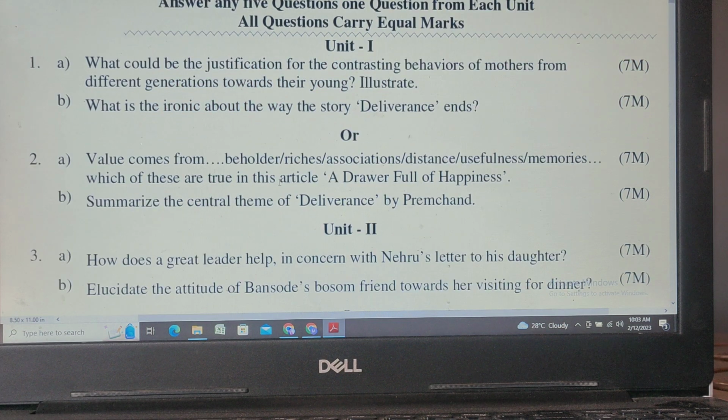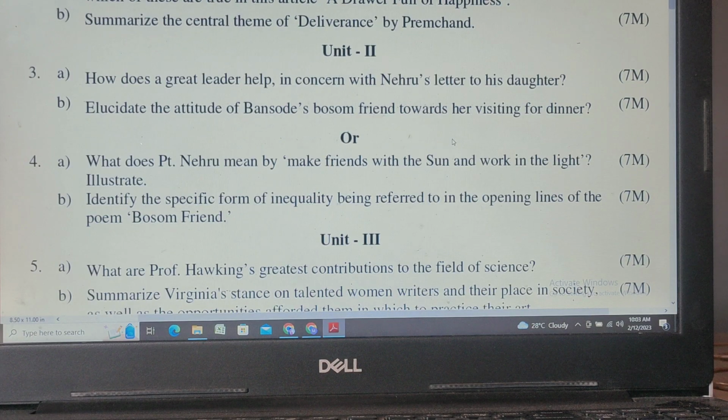When you look at 2A/B also, the first question is all about Drawer Full of Happiness, and the second question talks about Deliverance. So it's clear that you have to pick at least one question from unit 1, where you need to study something on Drawer Full of Happiness and Deliverance. Well, that's not at all a tough task. If you are ready with Drawer Full of Happiness and Deliverance, you are ready with the answering technique of unit 1. Let's take a look at unit 2.